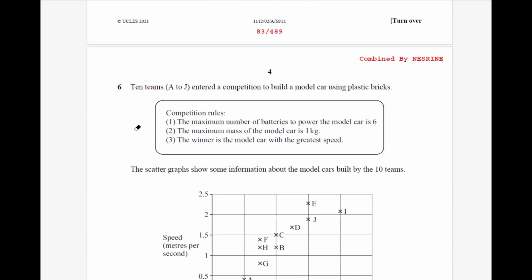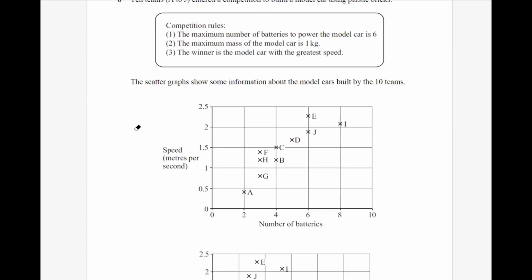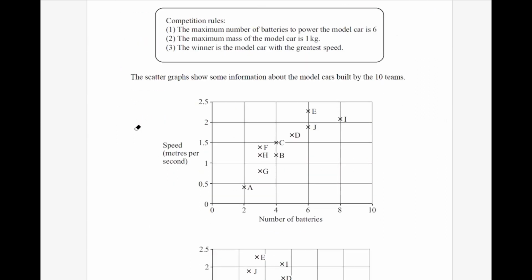The maximum number of batteries is 6. Okay. Maximum number of batteries that we can have, that is 6. Okay. This is ruled out because it is using 8 batteries. Okay. We can have all of them for the number of batteries. E and J are using 6 batteries. All of these are possible.